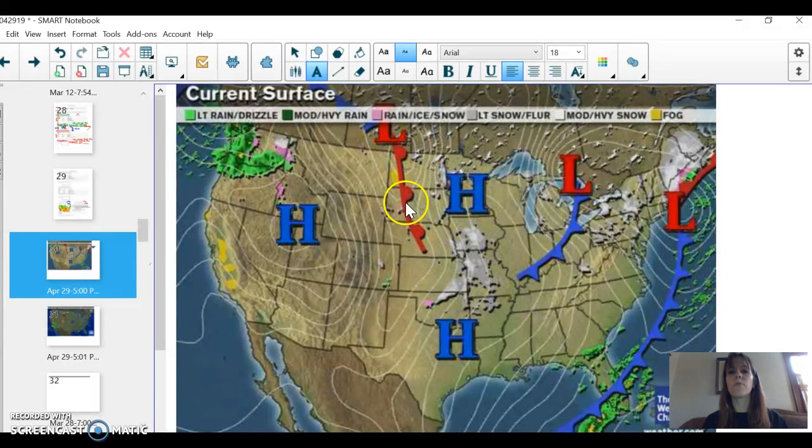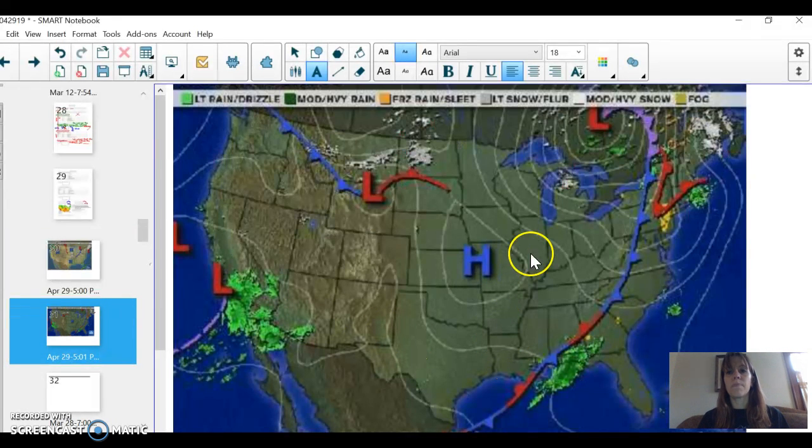Right here is a warm front that is headed this way, and this one is a cold front, which is moving this way. Notice where the fronts are. They are in the low pressure regions, which makes sense because air moves from high to low pressure. So when you're having high pressure, the weather is moving away from you. When you're having low pressure, the weather is moving towards you because air moves from high to low.